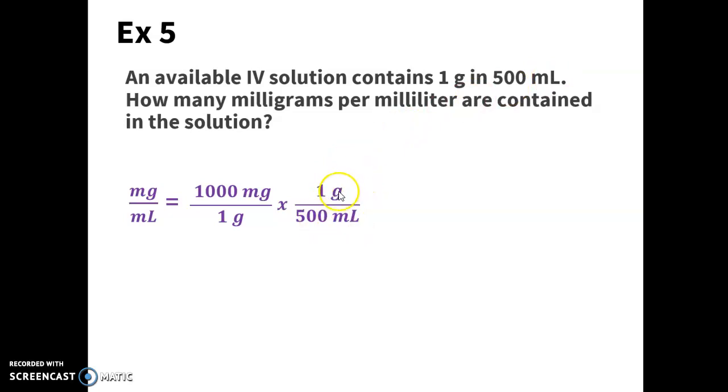Now, check your units. The grams are going to cancel, and we'll wind up with milligrams on top and milliliters on bottom. So when you do the multiplying and dividing, it should come out to be 2 milligrams per milliliter.